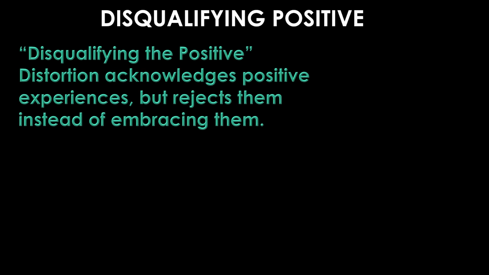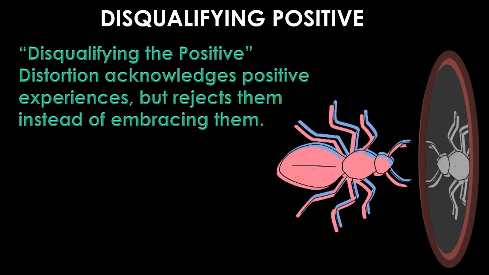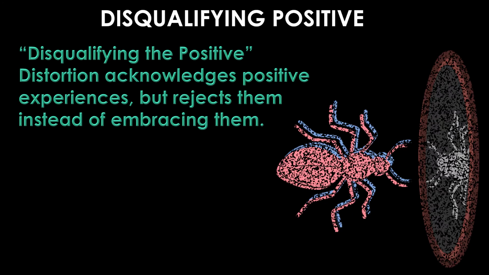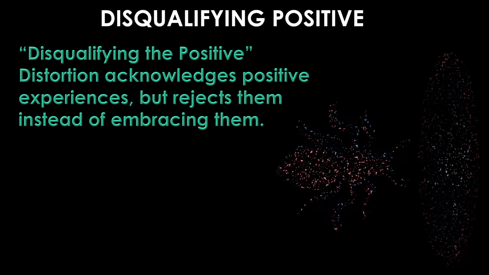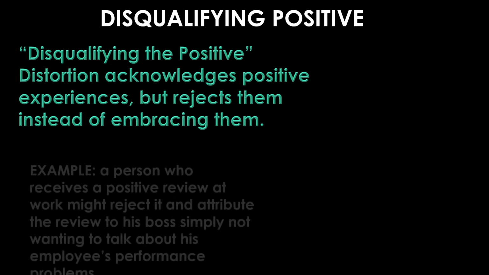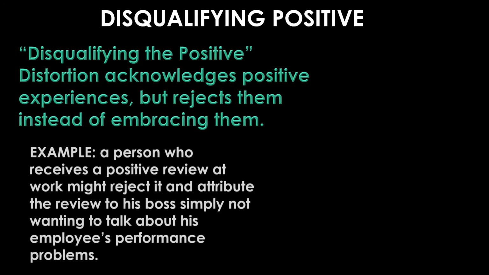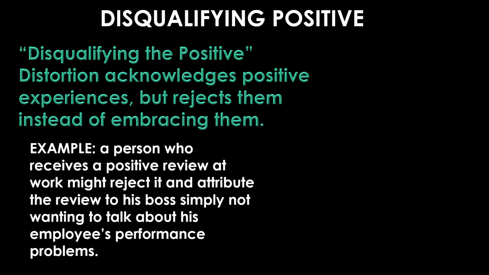This ant is into disqualifying the positive. Disqualifying the positive distortion acknowledges positive experiences, but rejects them instead of embracing them. An example here is a person who receives a positive review at work might reject it and attribute the review to his boss simply not wanting to talk about his employees' performance problems.